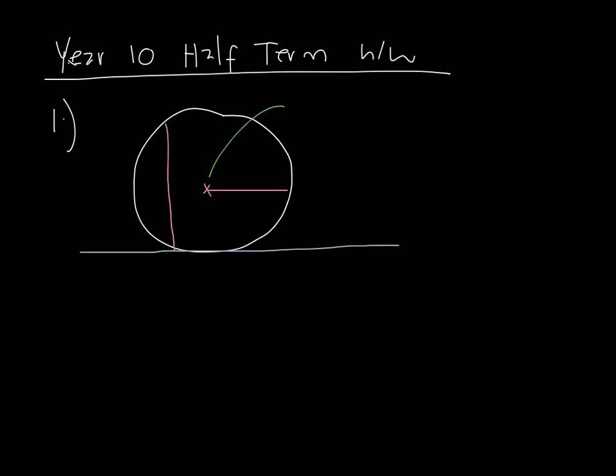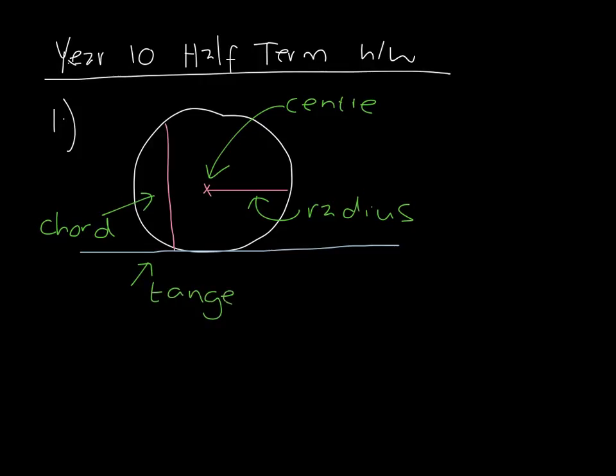This point over here is the centre of the circle. This line here is the radius of the circle. This line here is what we call a chord, which passes from one point on the circumference to another point on the circumference. And this straight line here is described as a tangent. It's a line that touches the circle at exactly one point only, so it can't cross the circle.